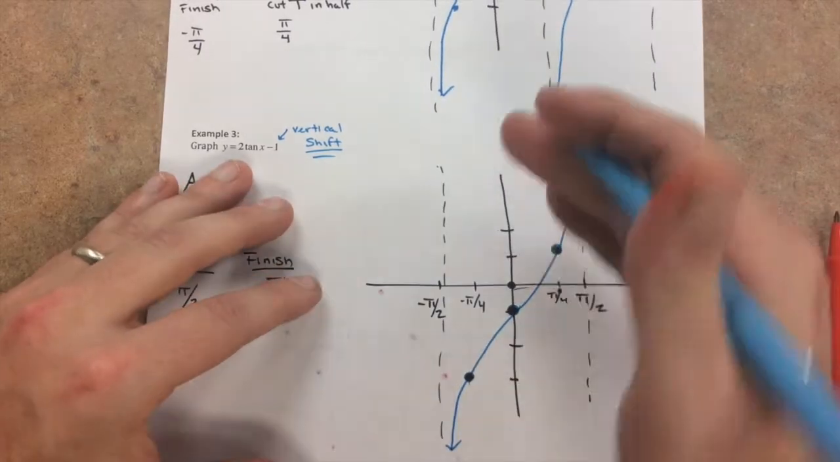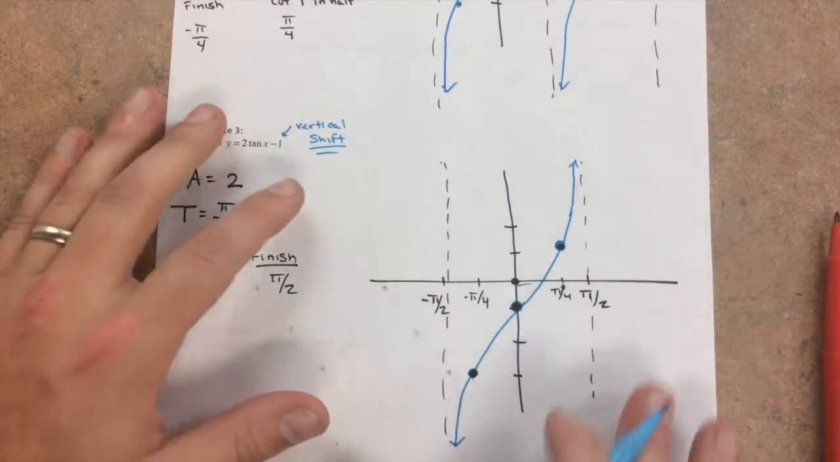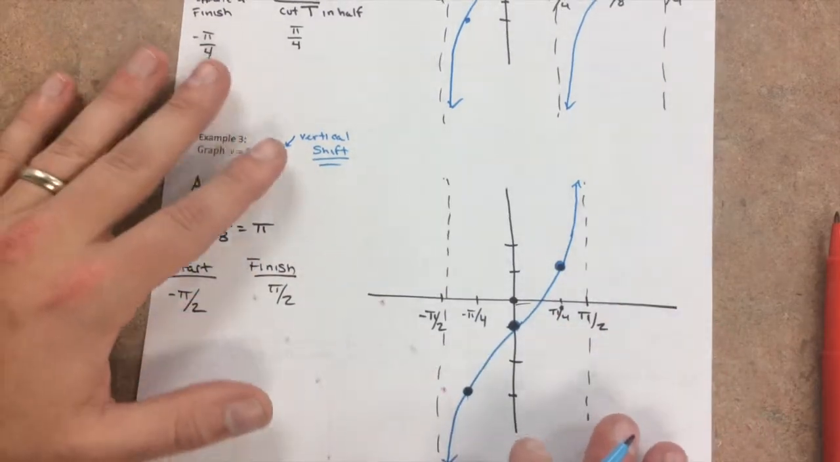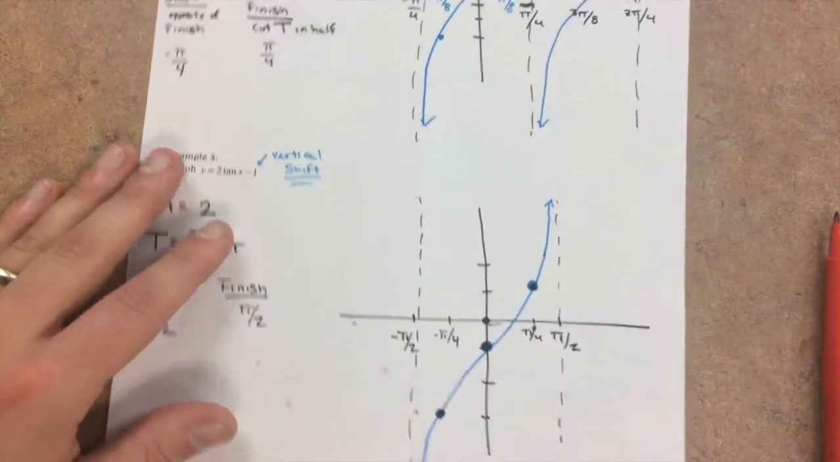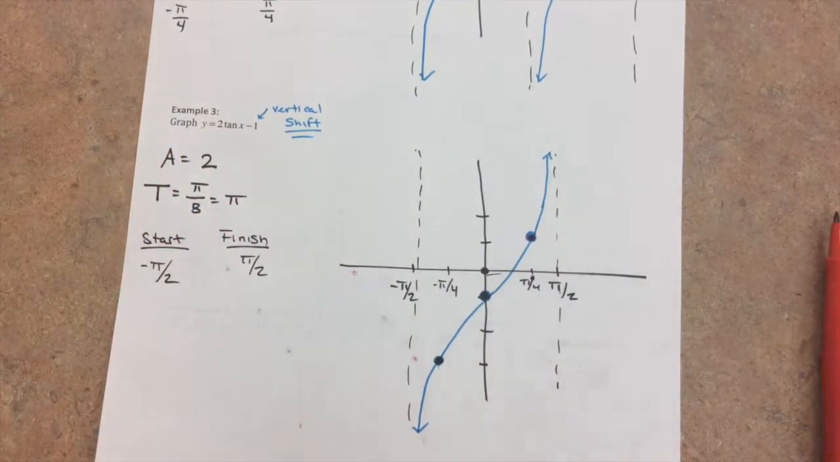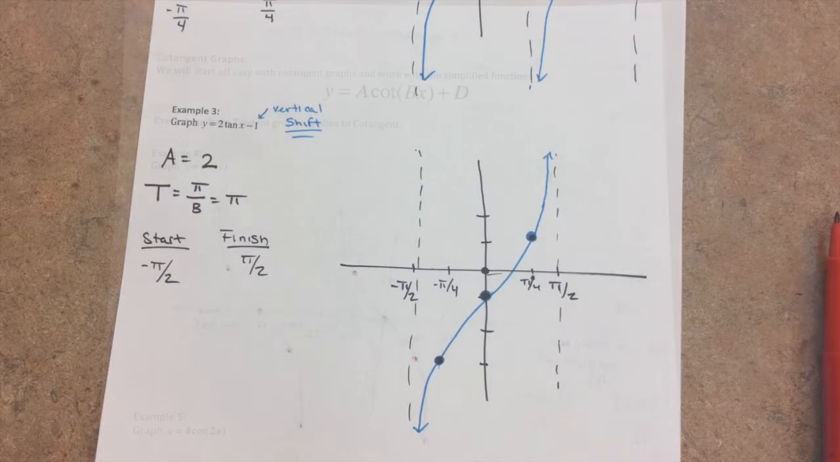So we can do vertical shifts. All that influences is our up and down. So here, instead of being at the origin, everything just got moved down 1. So our last bit would be cotangent, and then we are done graphing all of our trig functions.